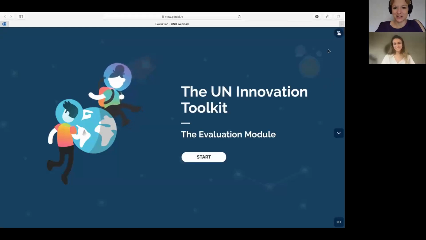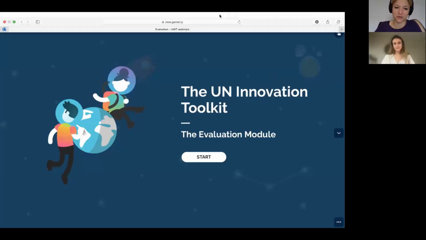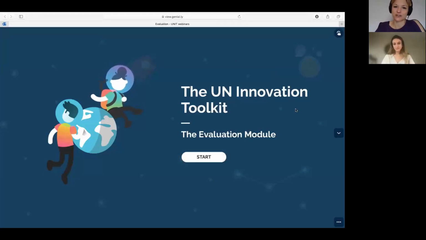Welcome to the last part of our mini-series on the UN Innovation Toolkit. Over the past months, we've been exploring a different tool of the Innovation Toolkit every other week, and today is our last session, unfortunately, on the evaluation model. The toolkit is, of course, a resource that was developed upon request by the Secretary General and is a resource designed to meet the needs of UN colleagues and designed with UN colleagues from across the system to help colleagues introduce more innovation into their work.